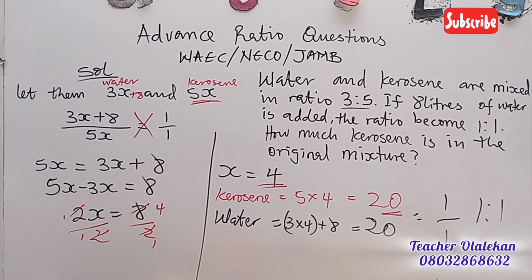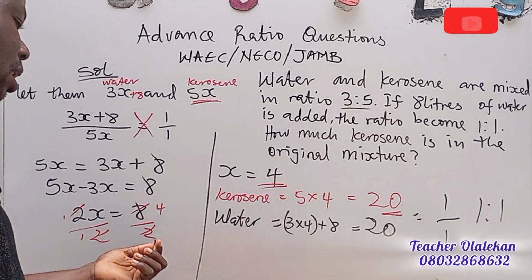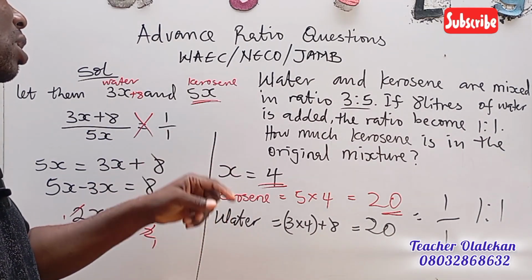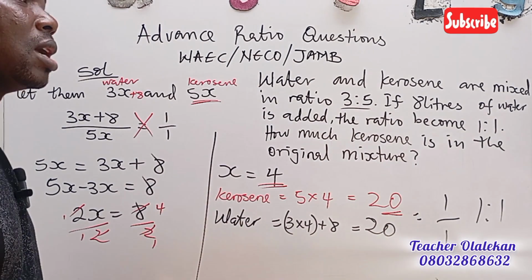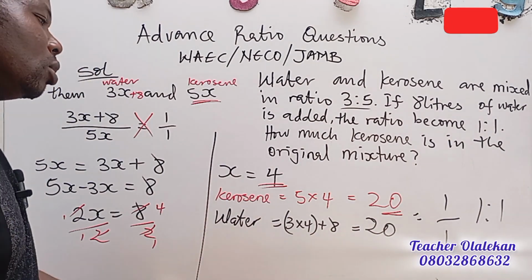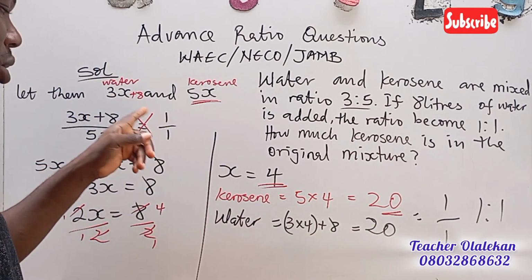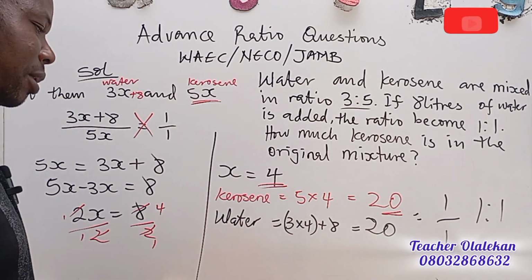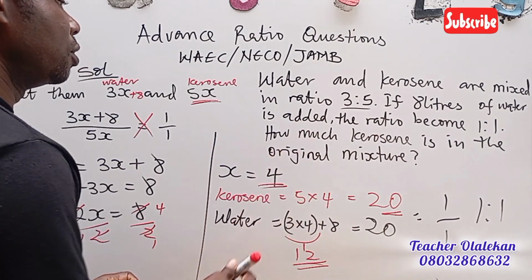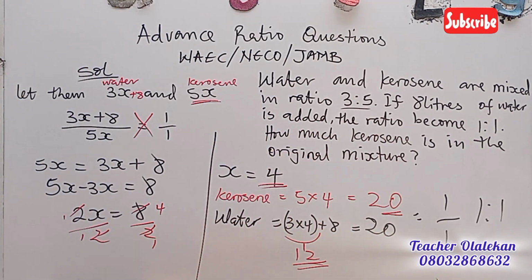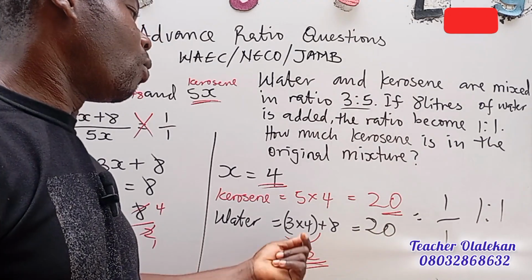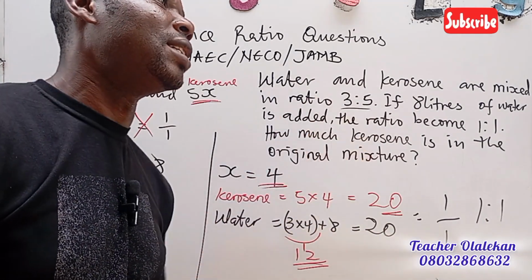So the x here is 4, and the amount of kerosene in the mixture is 20, and the amount of water in the mixture is actually... no, it wasn't 20. The amount of water in the previous mixture was 12. And what makes it 1:1 is when 8 liters is added to it.